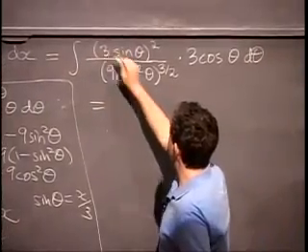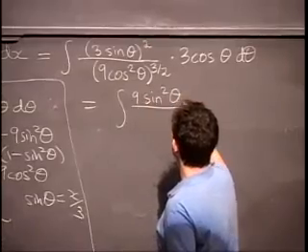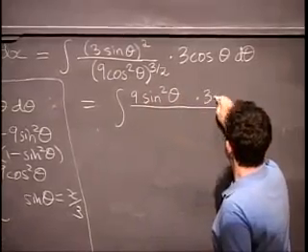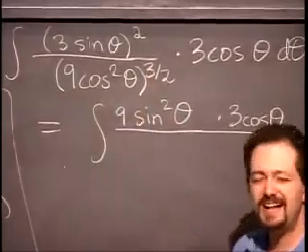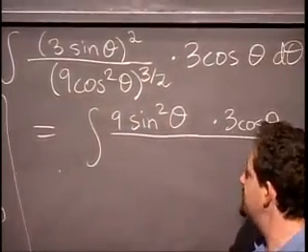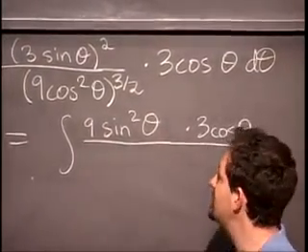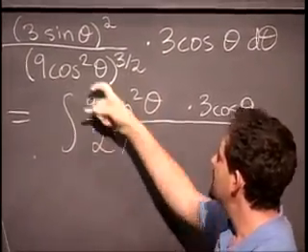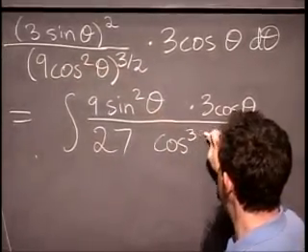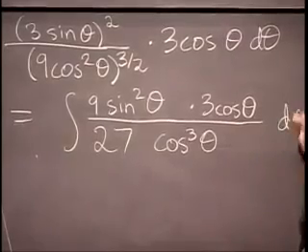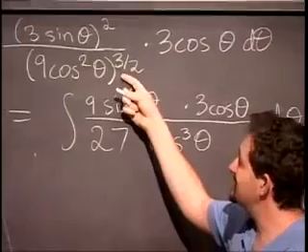Okay, so we have a little bit of work to do. We're going to get a 9 sine squared theta. We still have a 3 cosine theta. 9 to the 3/2. You've got to be good with your exponentials here. 9 to the 1/2 is 3. It's the square root. And then cube that. So you get 27. Now cosine squared theta to the power of 3/2 is cosine cubed theta.